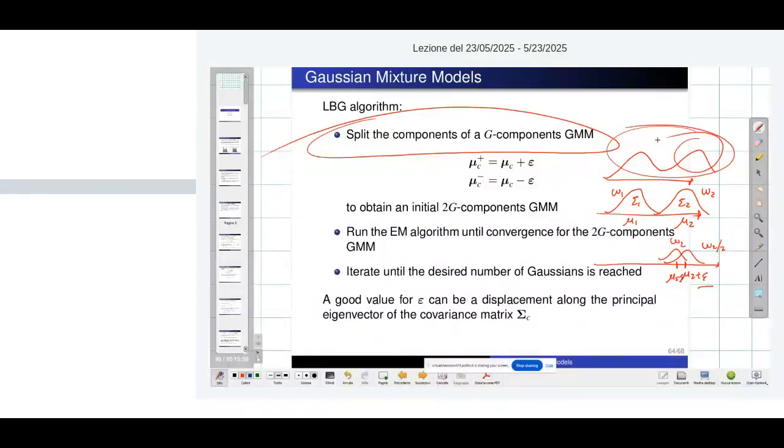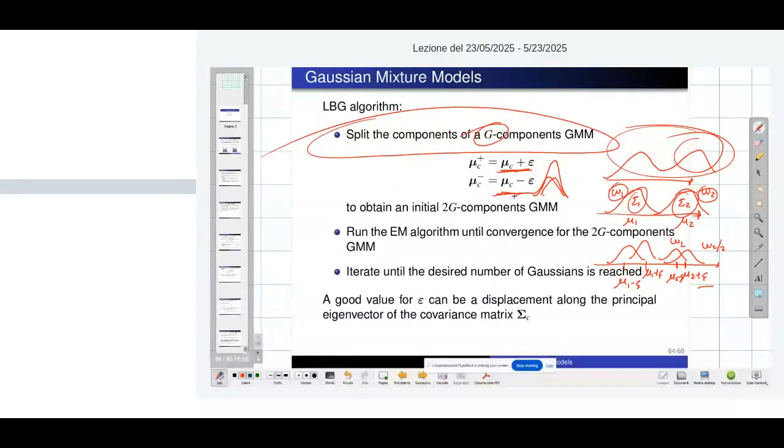We will not want epsilon to be too small, because if it's too small, it will take longer to train the model. But we can imagine that if we split these two components by a small amount, and we keep the same covariance matrices, and each gets half of the weight, the sum of two very close Gaussians will have a shape that is similar to a Gaussian that has twice the weight. It will not be very different. So we can start from a Gaussian model with G components, and split each component in this way to find two new Gaussians.